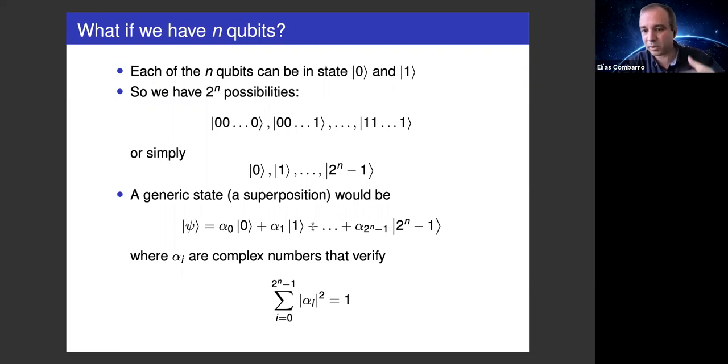So now we are working with a vector space, a Hilbert vector space, but the dimensionality of this Hilbert space grows exponentially with the number of qubits.